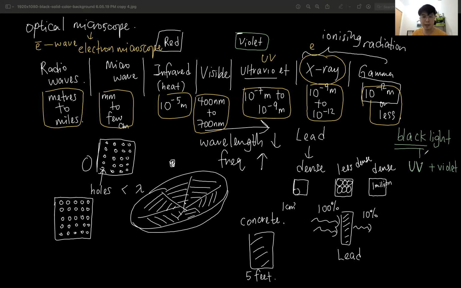Okay, so black light, why do we call it black? Is because you cannot see it, in the sense that when you switch off the light in the room, it's all dark, and then you open this black light, you still cannot see anything. You cannot see it because you cannot see UV light.